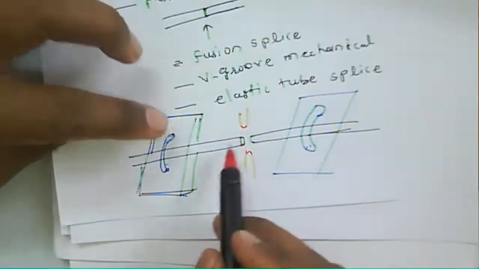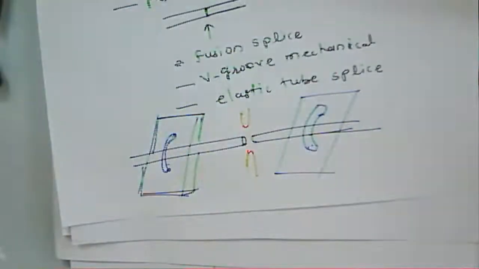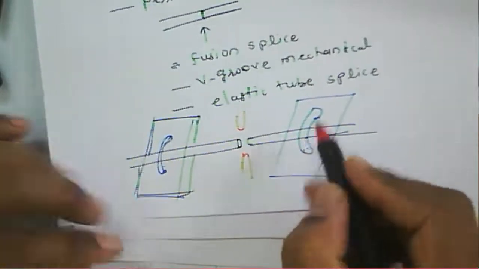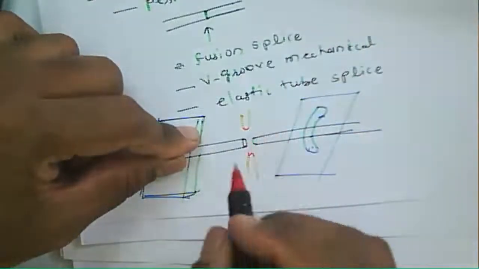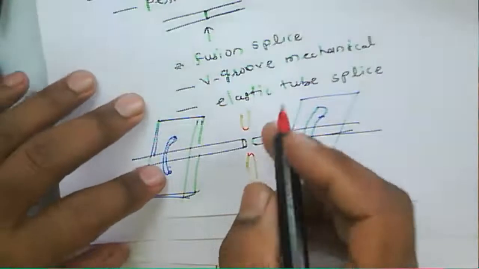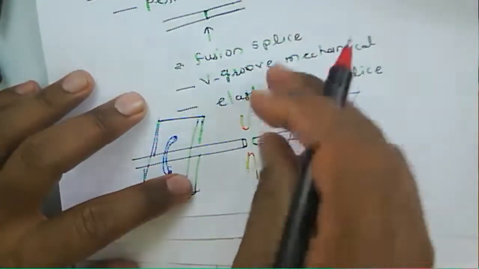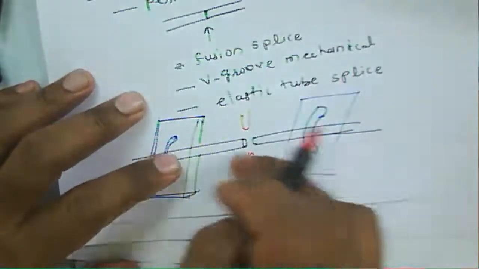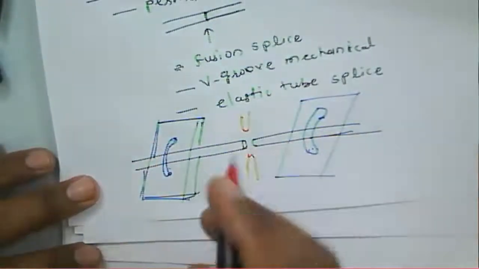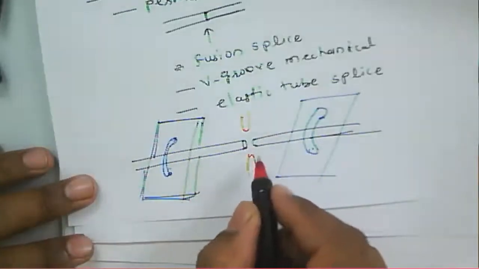The gap should not be there; it has to be closer. I am just showing that these are two different fibers, so that's why I made a gap here. We need to make it closer and then apply the electric arc or heat. This end is to be heated, and then we can join it, because it is a fiber material, a plastic or glass material, so we can easily heat these two ends.